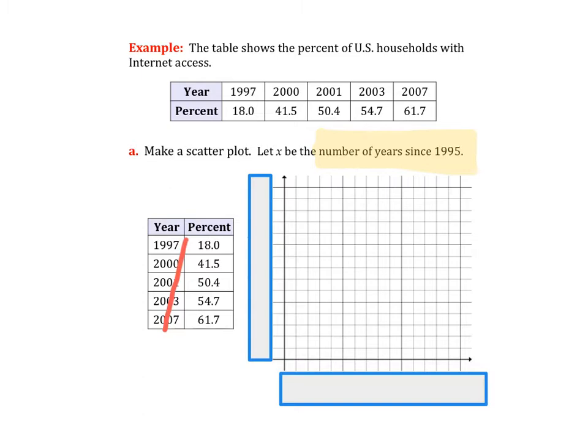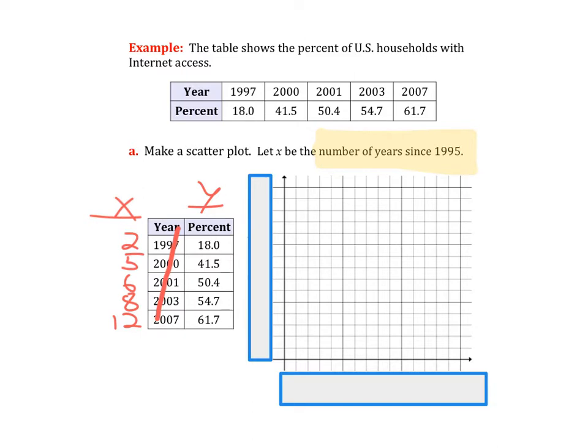So 1997, that was 2 years since. 2000 was 5. Oops, I covered this up. What is this? That'd be 6, 8, and then 12. So these are going to be the x values that we're going to be plotting. And then our percents are going to be the y values. Anytime you have time or years or minutes, whatever, that's almost always going to be your x value.